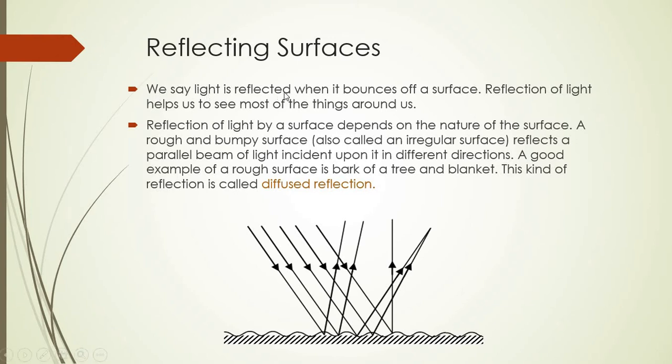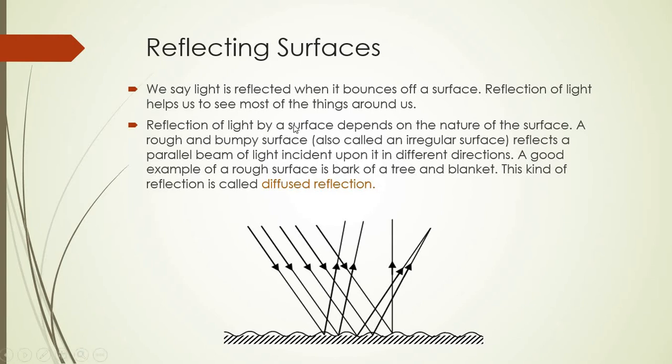We say light is reflected when it bounces off a surface. Reflection of light helps us to see most of the things around us. Whenever light falls on any object, that light gets reflected back by the object, and when it enters our eyes, then we are able to see that object. So this reflection helps us to see any object around us.